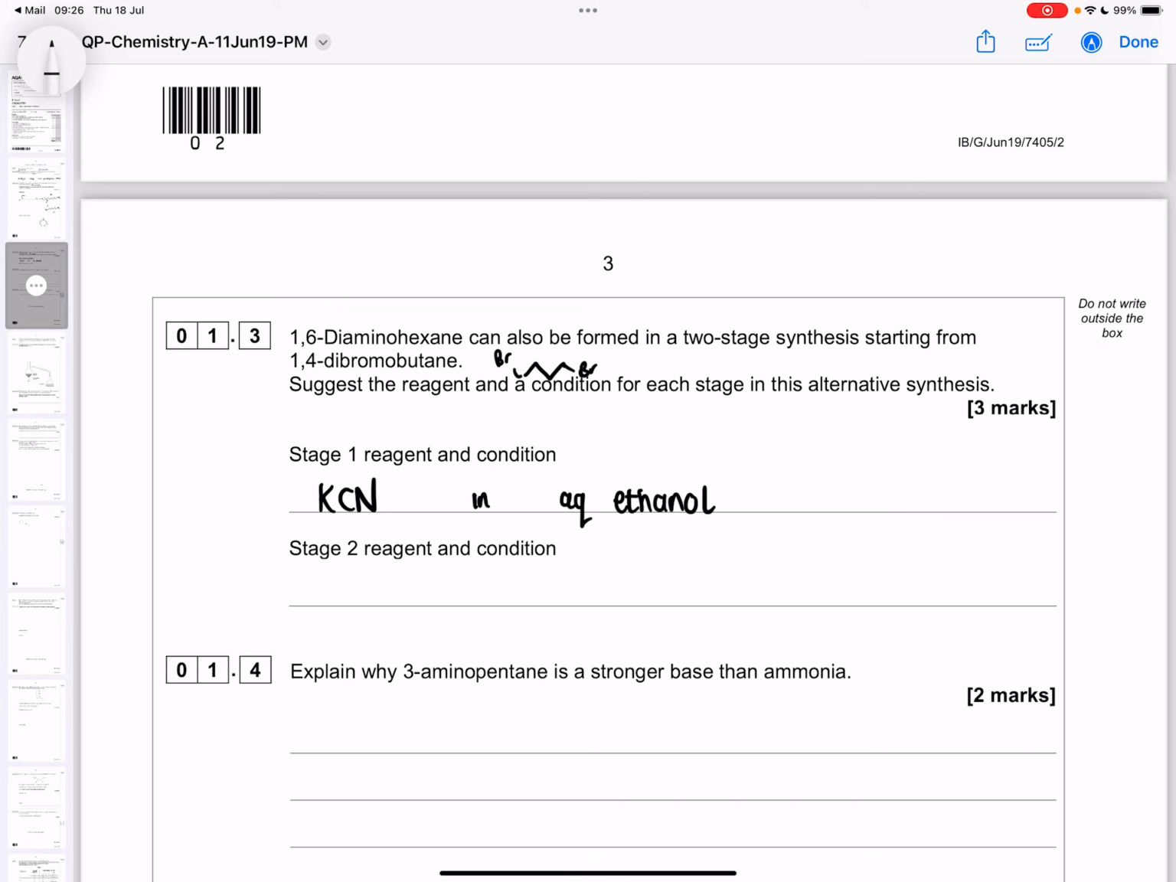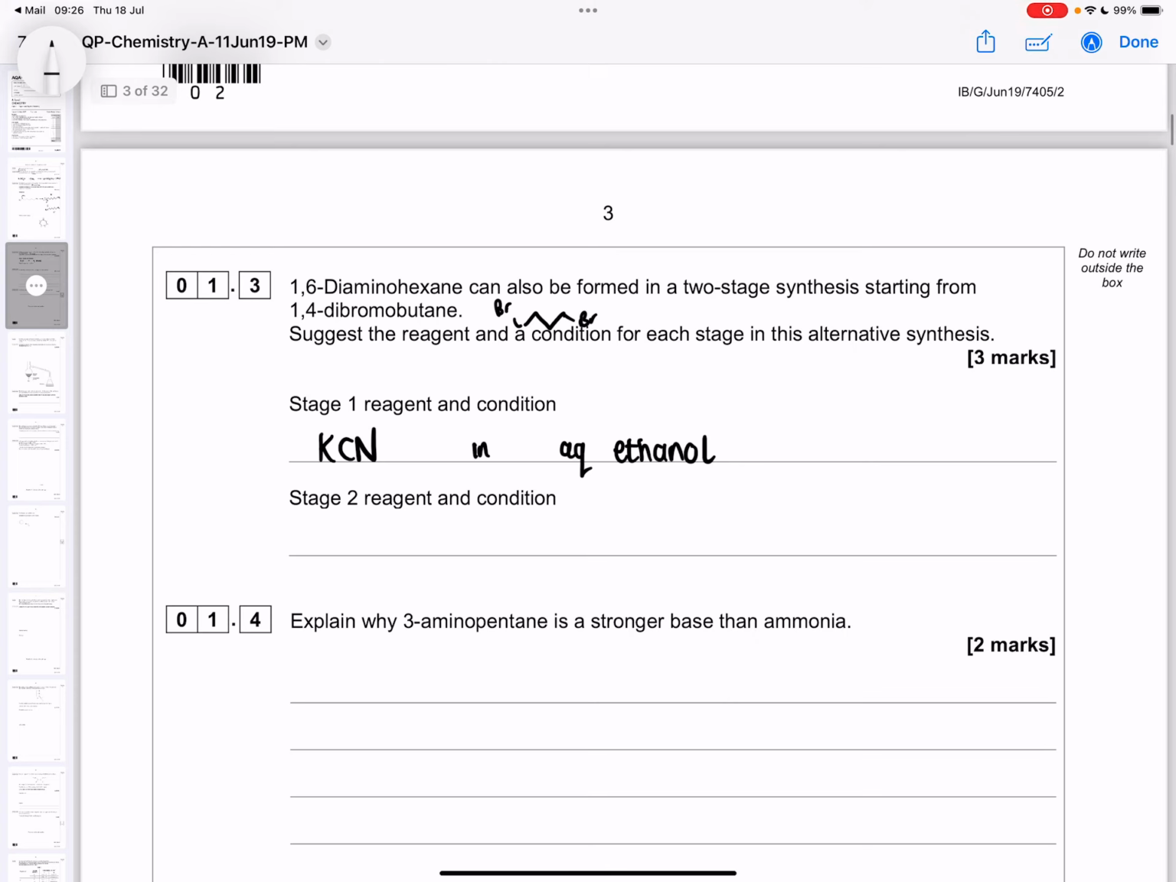And then we'd like to reduce the nitriles. So that would give us some nitriles on the end, like that. Oops, I've added an extra carbon there. There we go. And then we're going to reduce those with hydrogen and a nickel catalyst.